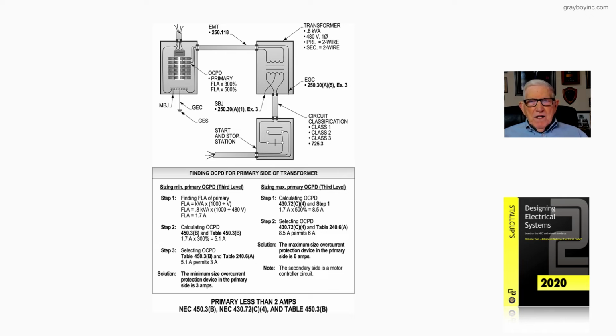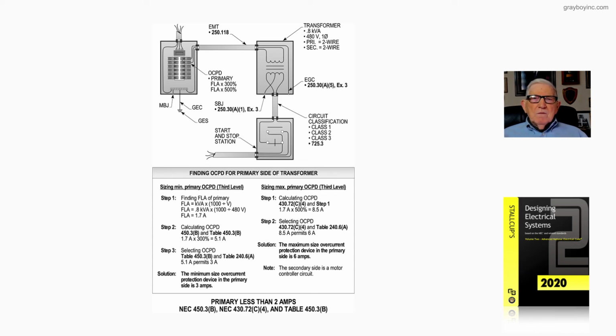So kind of keep that in mind, and notice in the primary overcurrent protection device, the full load amps is 300% to start with from Table 450.3(B), based upon the full load current of the transformer being less than 2 amps. And if need be, we could use the 500%, again referencing 430.72(C)(4).